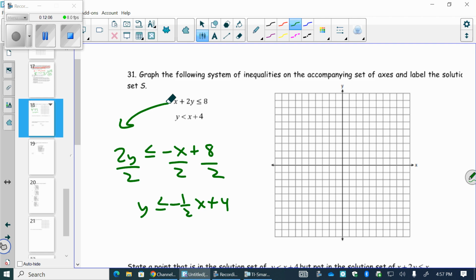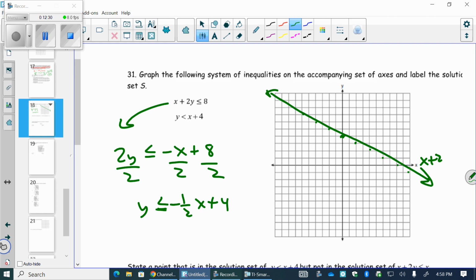So we know how to graph that. We go up to 4. And then we go down 1 over 2. Down 1 over 2. Or up 1 back 2. Solid line, because it's got the equal to underneath. It's less than or equal to. So solid line here. Oops, it's sloppy. Sorry, let me just fix that. So we'll just leave it like that.